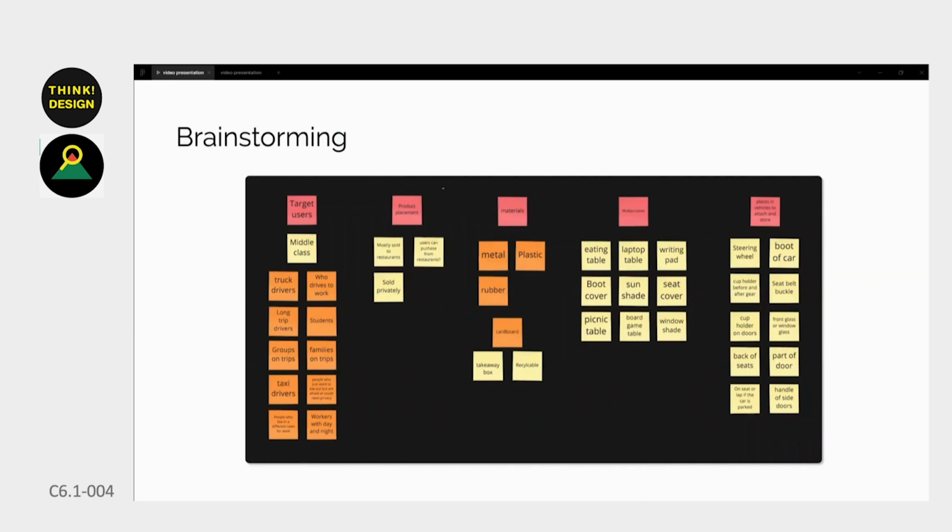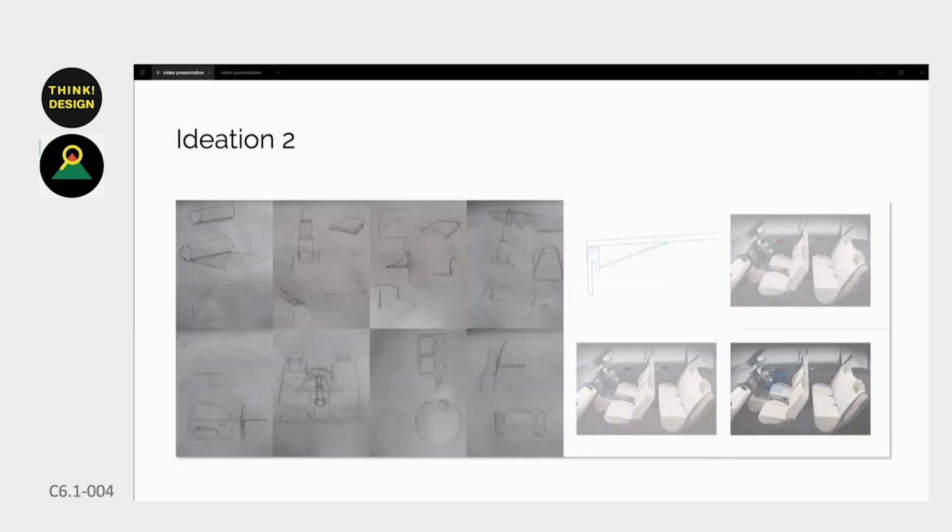Then we did a discussion again to study the target users, materials, possible multi-purposes, storage and attachability, and the way it could be sold. From all the insights we got, we started ideation, and we explored the rolling table idea. One is a rolling table idea, another one a central attachment to attach the table on the front and back of the car.